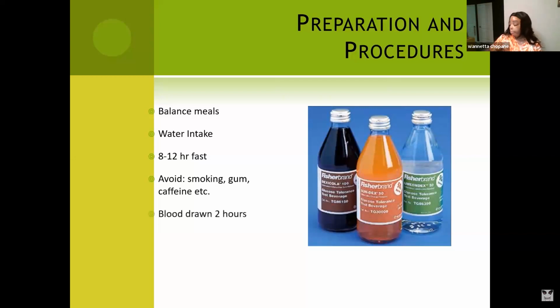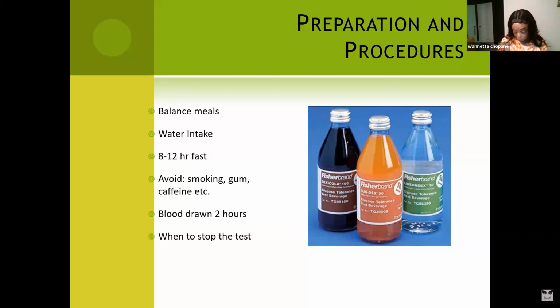And of course, we draw the blood 2 hours after they drink the cola or the glucose cola you see on the screen. And typically it can be done also in intervals as well. And the other important thing is knowing when to stop the test. Now, typically we don't, as phlebotomists, stop any test. We need to get typically a doctor's permission to go ahead and cancel any test that we've done.